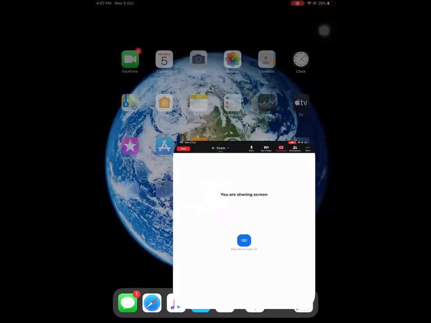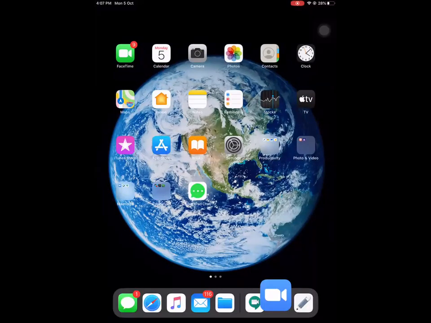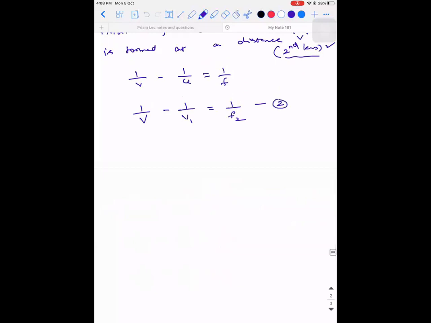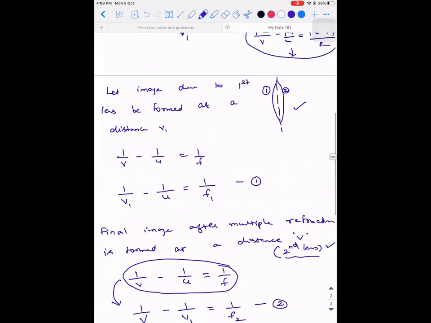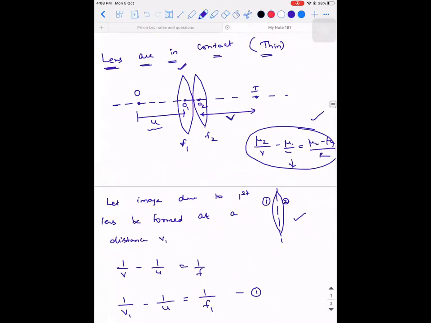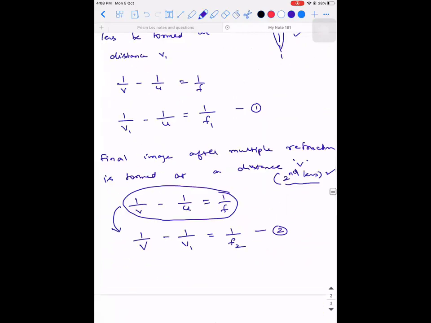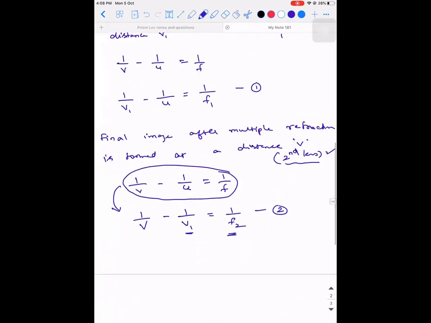Yes, students. Listen. So 1 by V minus 1 by v1 is equal to 1 by f2. Accepted. So this is 1 and this is 2. Is there any doubt till this step? Sir, can you explain it? Which one? The second one, sir. See, for the second one, I applied the same formula. With respect to the second lens, where is the final image formed? It is formed at V. But who is acting as the object for the second lens? It is v1. And the focal length is f2.